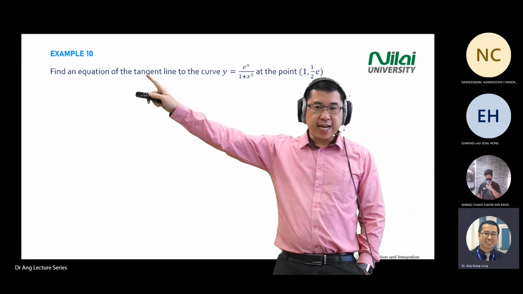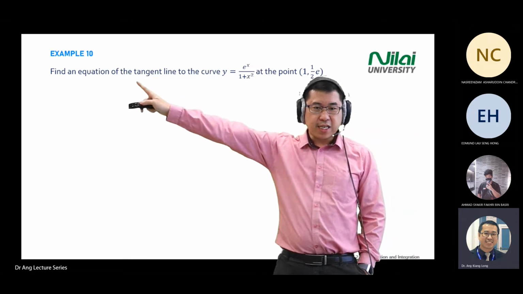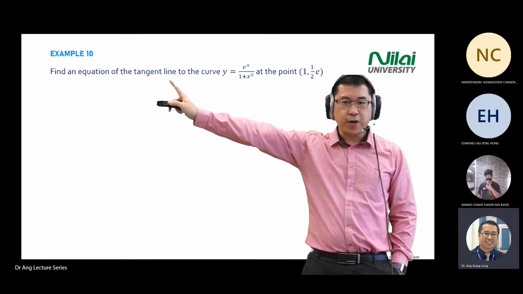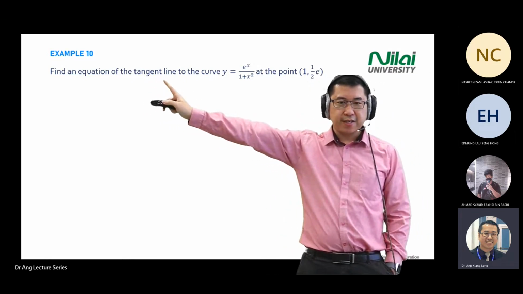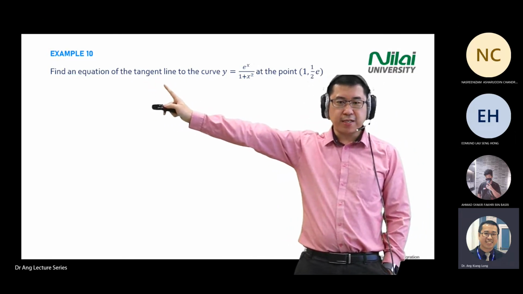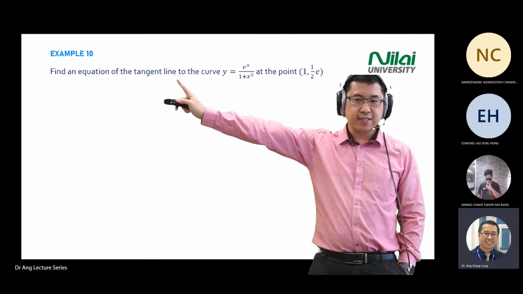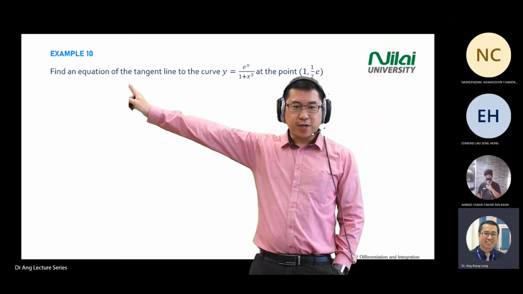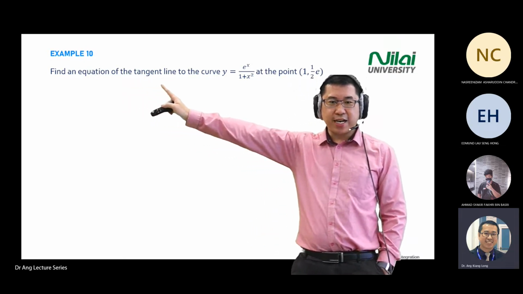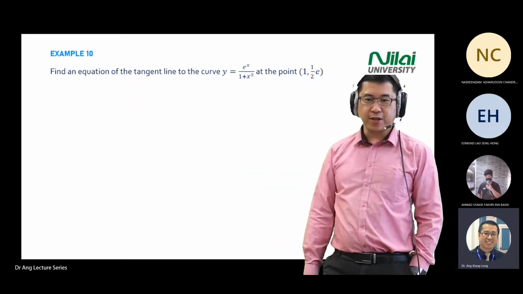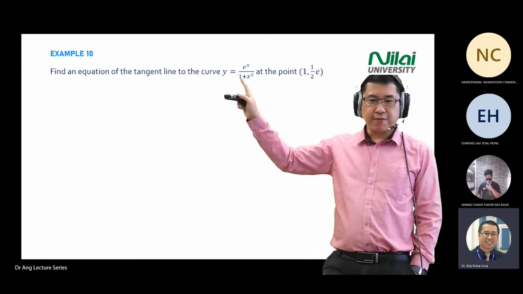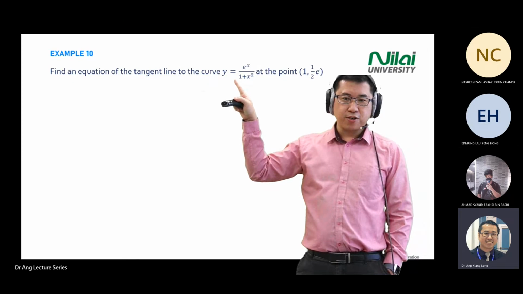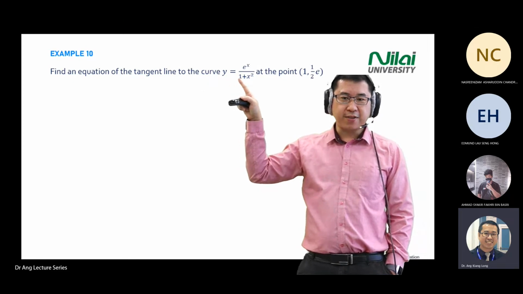Find the equation of tangent line. I see. Equation of tangent line. It means it asks you to find dy/dx. Equation of tangent line, it means you find dy/dx. I repeat, when you see the words tangent line, it means dy/dx of the equation. So you are given one equation here. It asks you to find the tangent line of this one. So basically it asks you to find dy/dx of this one.